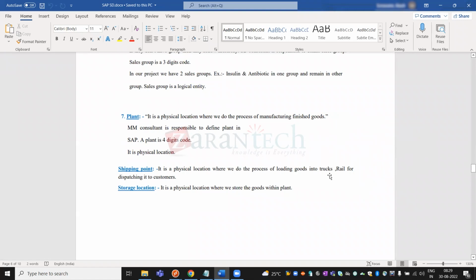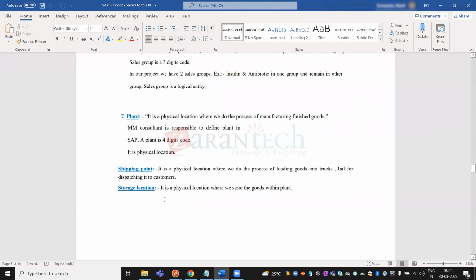We need to supply our material also. So from a certain location we need to pack our material into trucks or rails. From that location the material will be distributed to different locations, and that particular point is called our shipping point. Got it about shipping point? Loading into trucks or rail for dispatching, yes. That particular part is called the shipping point.